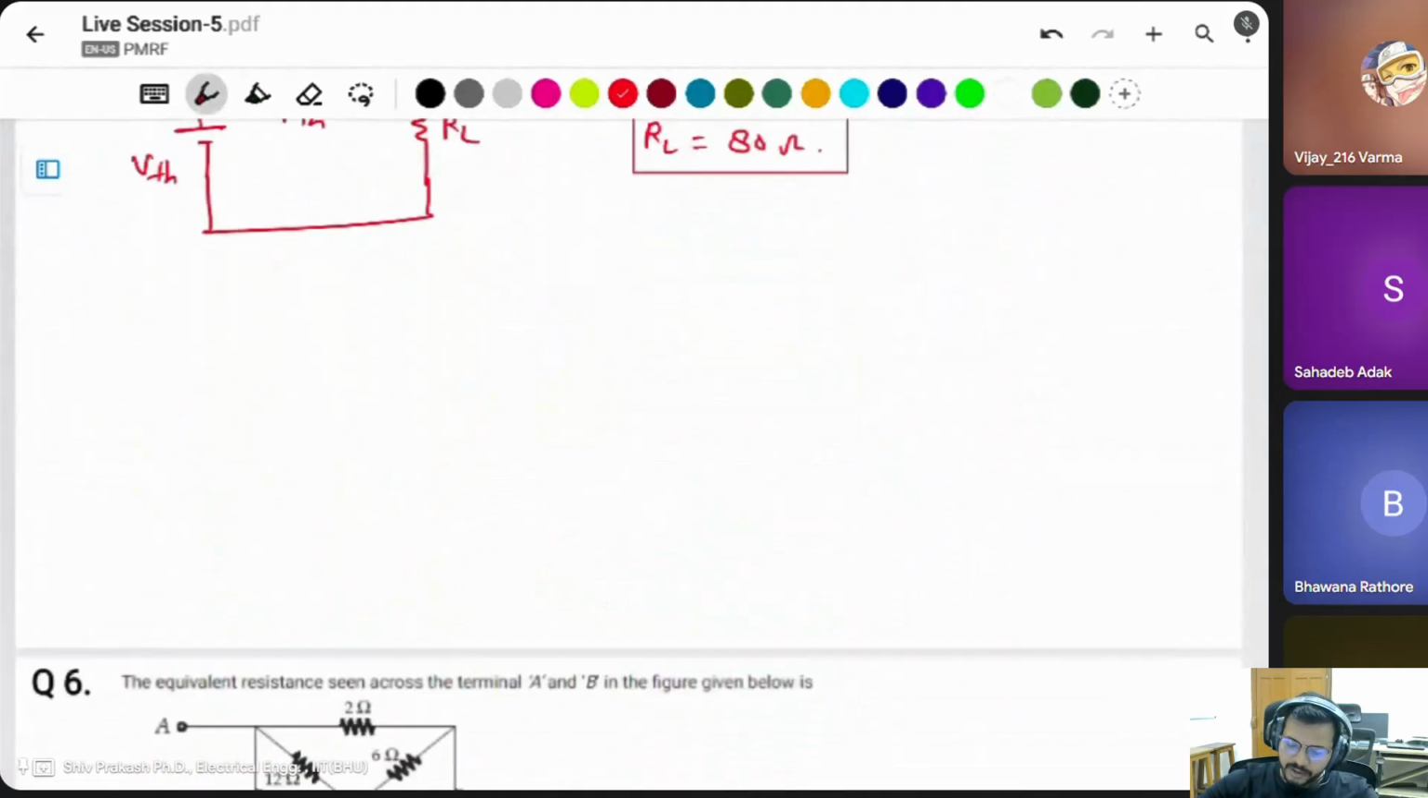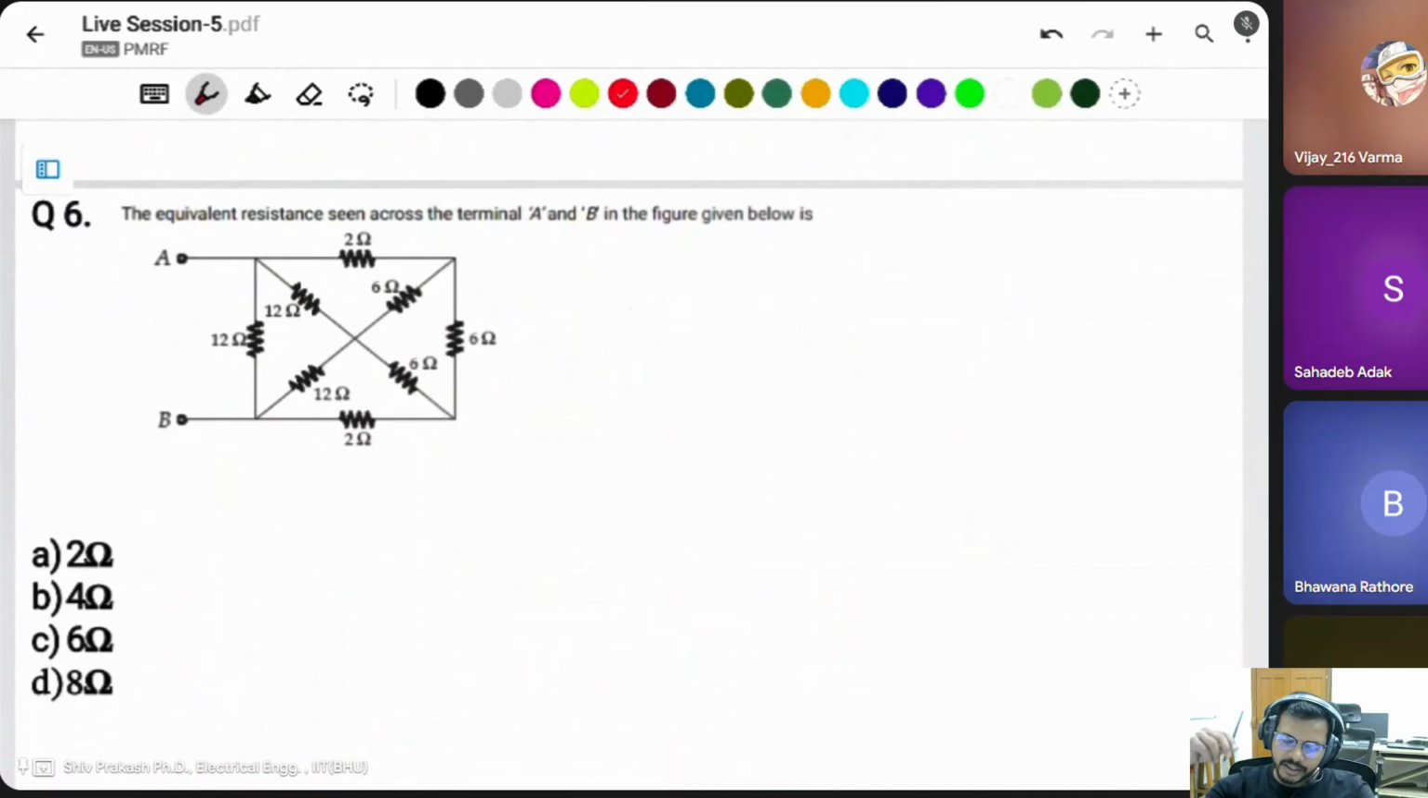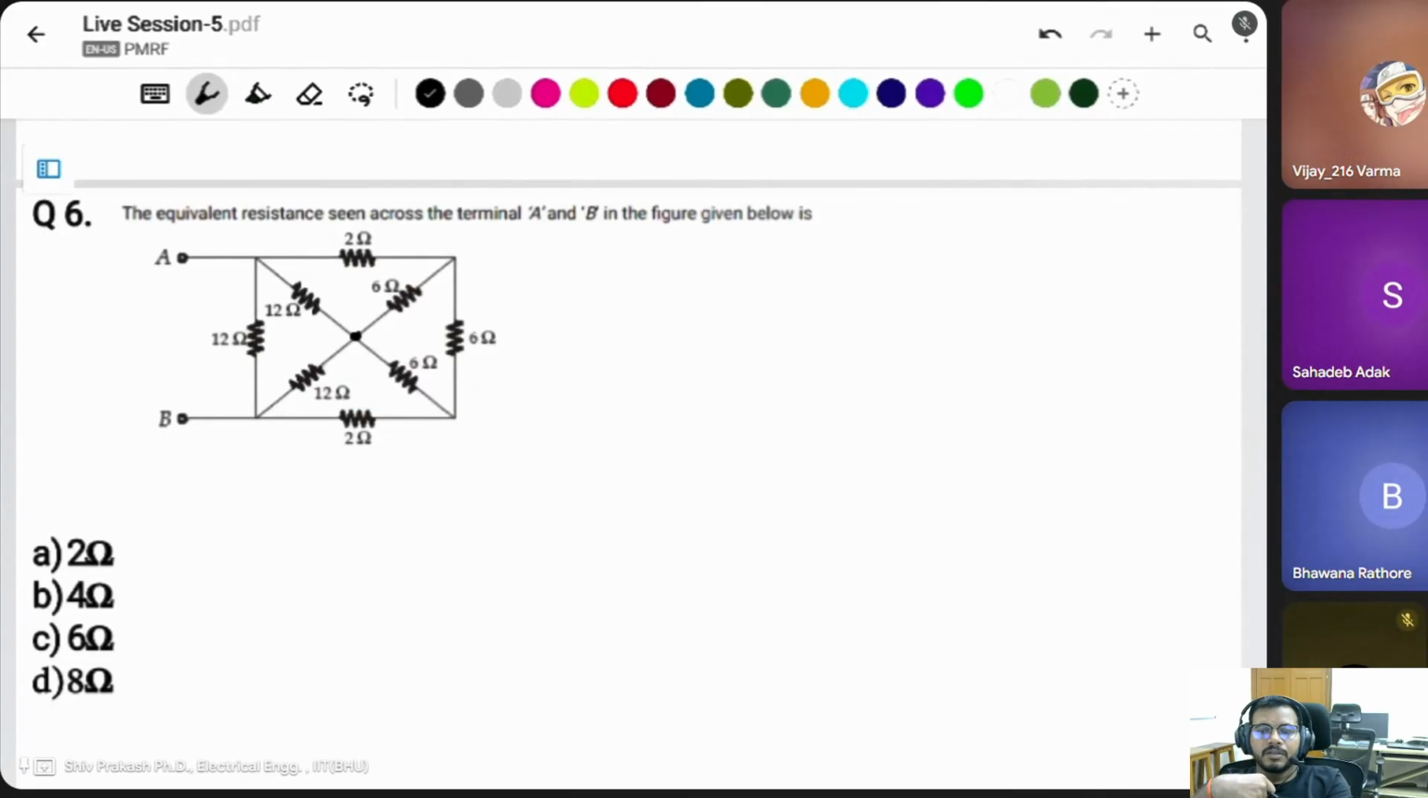Okay. The next question: the equivalent resistance seen across the terminals A, B in the given figure below, where all are connected together. We have to find the equivalent resistor. This type of question you can solve by using a star-delta conversion.